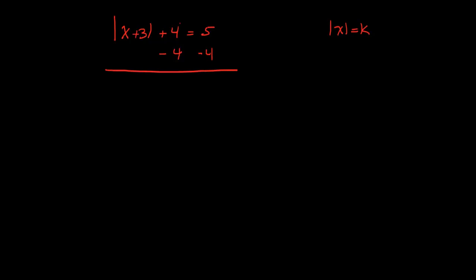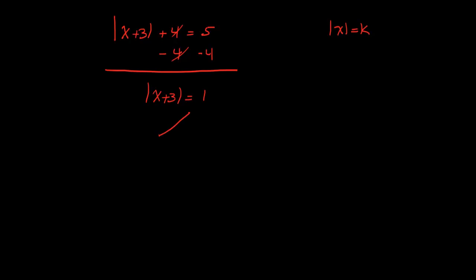Okay, let's try another example. Let us say that we have the absolute value of x plus 3, plus 4, is equal to a value of, let's say, 5. So the first thing we want to do is isolate the absolute value, because we only have the form of the absolute value of x equals a constant. So we have to isolate the absolute value by itself. So we're going to subtract 4 on both sides. So here this cancels, and we get the absolute value of x plus 3 equals 1.